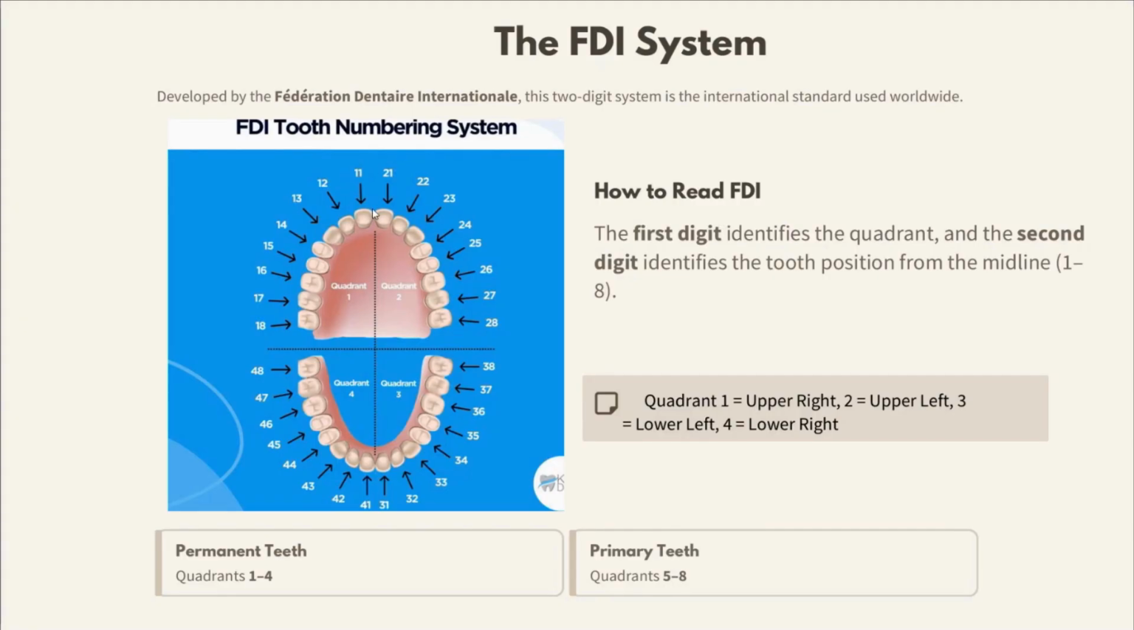So if I say tooth number 1.1, the 1 tells us that it belongs to quadrant 1, and then the other 1 tells us that this is the upper right central incisor. For example, if I were to say tooth number 3.6 is to be extracted, from the first digit 3, I get to know that this belongs to quadrant number 3. And then 6 represents the first molar, and as it is quadrant 3, it is the lower left side. Alright, I hope it's clear.